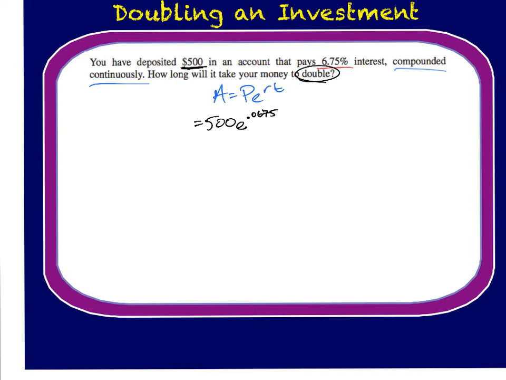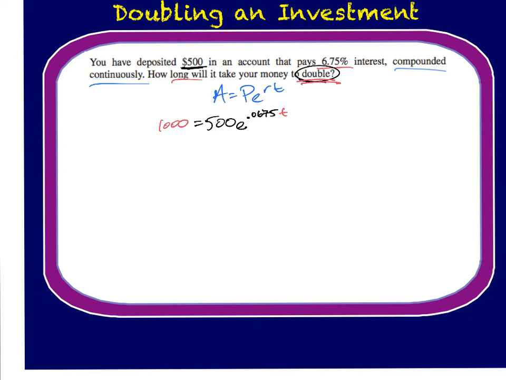0.0675, because I need it in decimal form. They give it to me in a percent form, and I need it in decimal form. All right, and then my time. That's what I'm solving for, my time, how long it will take. Well, what's my A? 1,000. My A is 1,000. Why is it 1,000? Because it takes it to double.